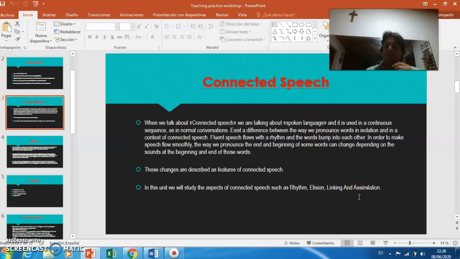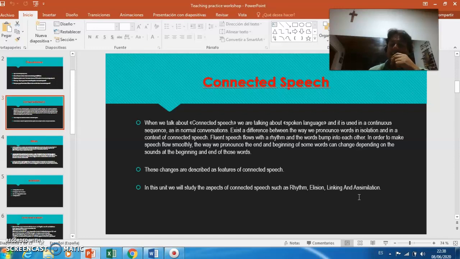Connected speech. When we talk about connected speech, we are talking about spoken language, and it is used in a continuous sequence in a normal conversation. There is a difference between the way we pronounce words in isolation and in the context of connected speech. Fluent speech flows with a rhythm and the words bump into each other. In order to make speech flow smoothly, the way we pronounce the end and the beginning of some words can change depending on the sounds at the beginning and also at the end of the words. These changes are described as features of connected speech.